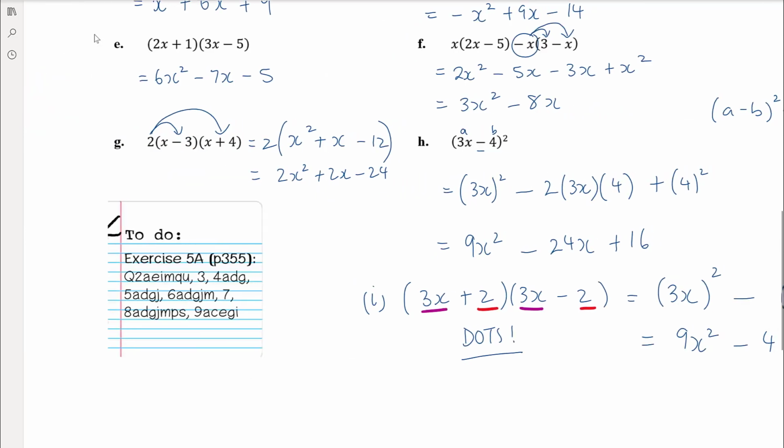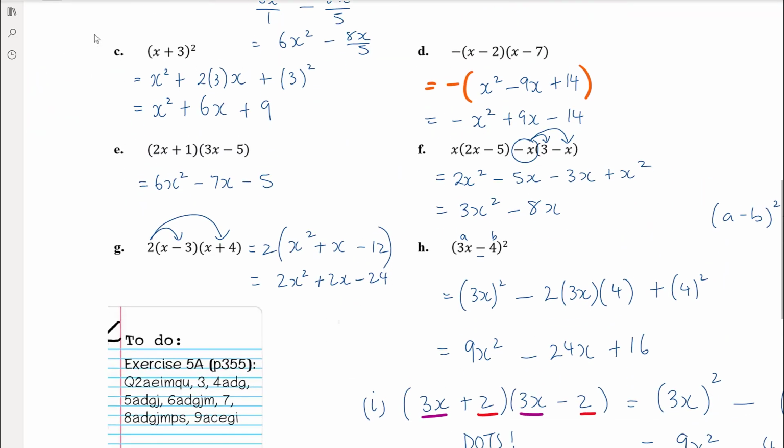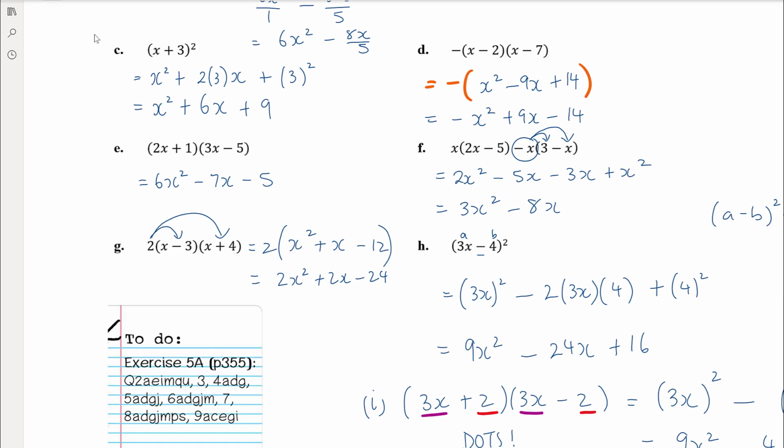Okay, some practice to do there. It looks like quite a long list of questions, but once again, you should be able to straight away write down the answer for each of these questions.